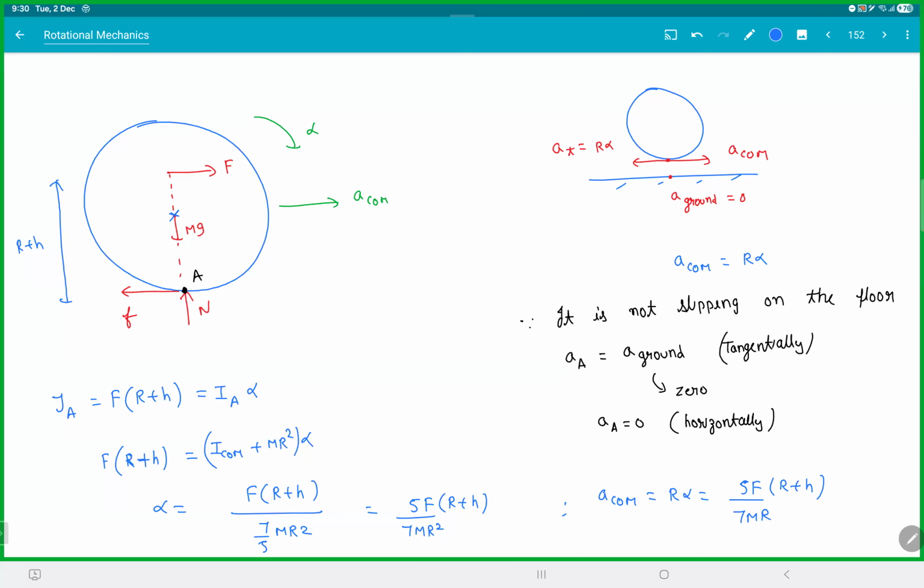Is this clear, everyone? So keep this in mind. Whenever you're rolling on a floor that is at rest, you can take the torque about the bottommost point. It saves you time. Sure with this? Any doubts on this step, please ask me.